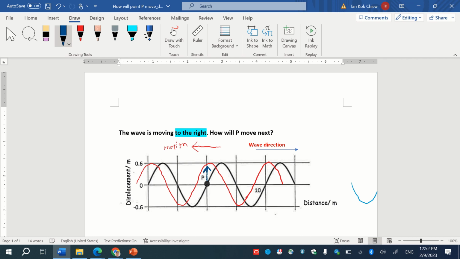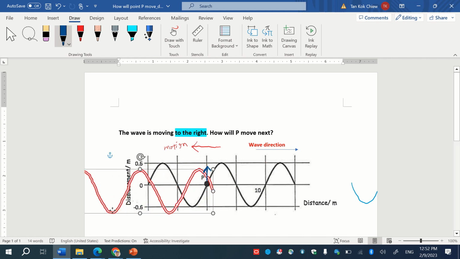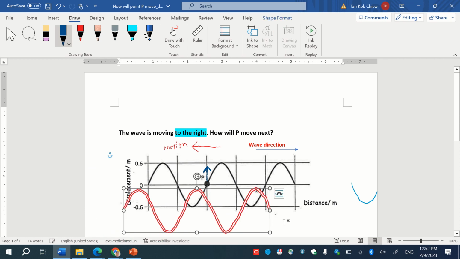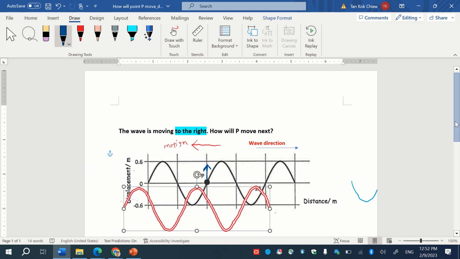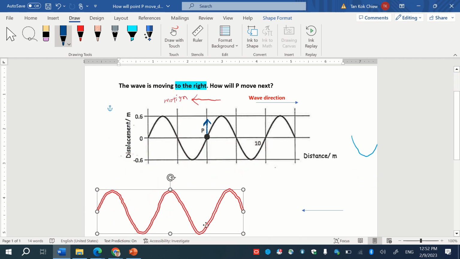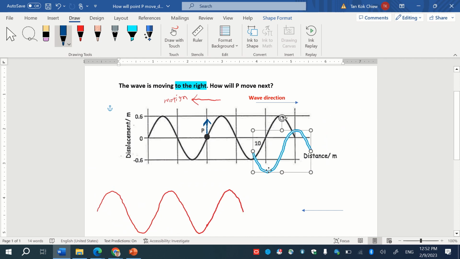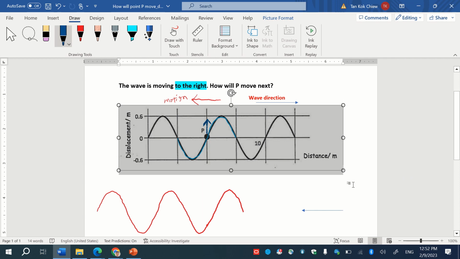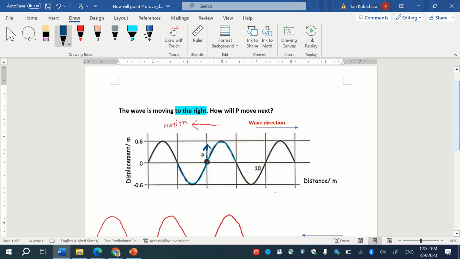But you see, the wave involved is only relevant to where P is. You actually don't have to superimpose the entire wave. Let me take this entire wave away. You could have just used the one wave at where P is. You just draw this simple wave at this position.